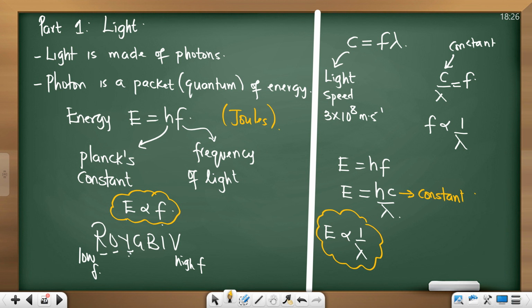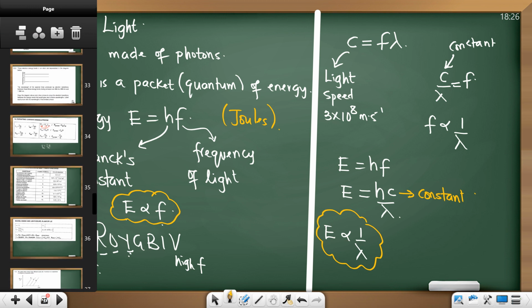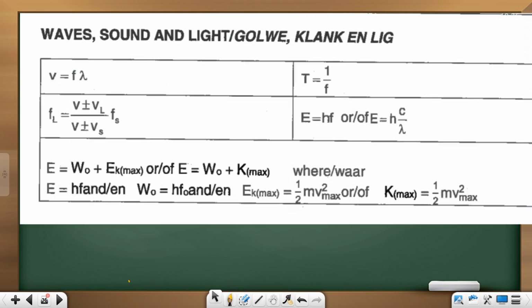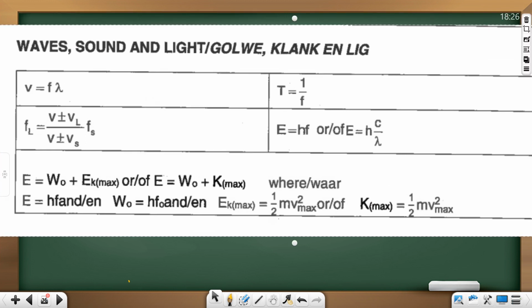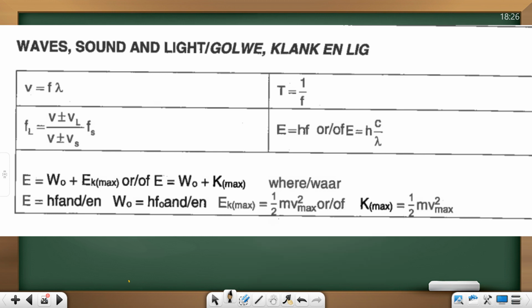Then we also know that E equals to HC over wavelength. Guys, don't panic. Your formula page. I think I got one here. The formula is there. So don't panic. Do you see E equals to HF there? There we go. So do you see this one here now? V equals to F lambda, but I wrote C. Why? V is for what? Sound. Make sense now? But C is for light. So V is the speed of sound.